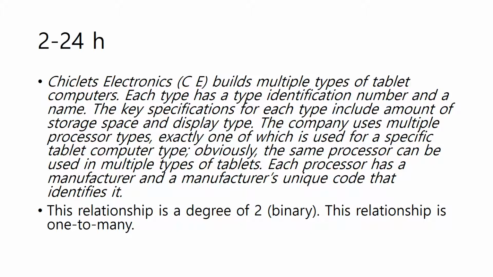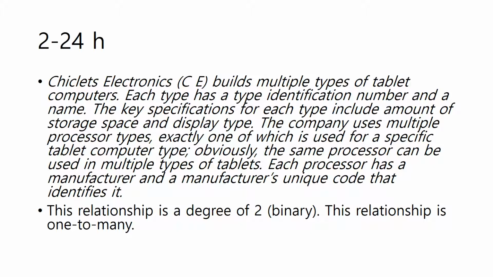Problem H. Chiclet Electronics builds multiple types of tablet computer. Each type has a type identification number and a name. The key specifications for each type include amount of storage space and display type. The company uses multiple processor types, exactly one of which is used for a specific tablet computer type. Obviously, the same processor can be used in multiple types of tablet. Each processor has a manufacturer and the manufacturer's unique code that identifies it.